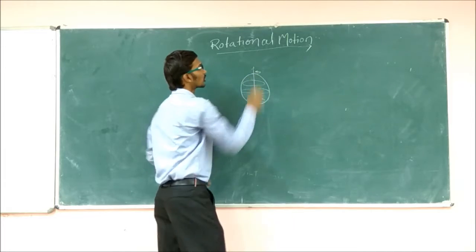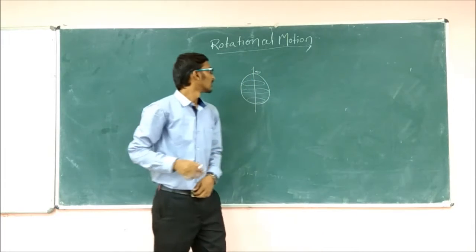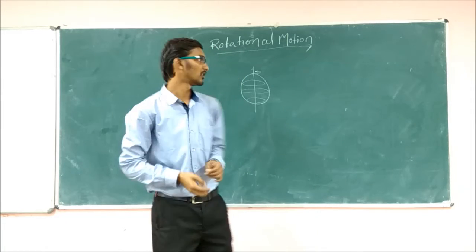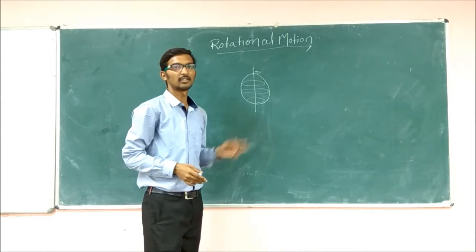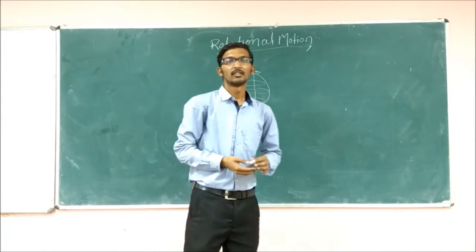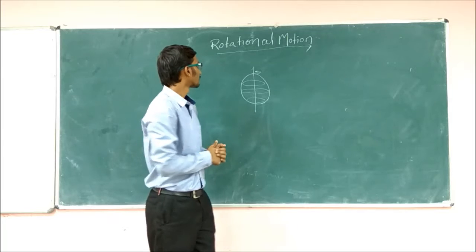Earth is rotating, because of which we are having days and nights. If the earth is not rotating, then only one part of the world will be having the sunlight and the other would be in the dark. So rotation is very important in our day-to-day life.